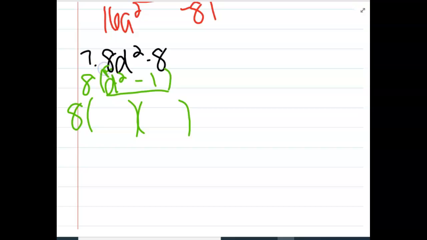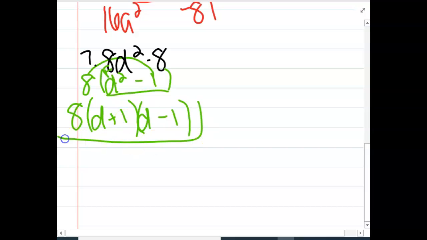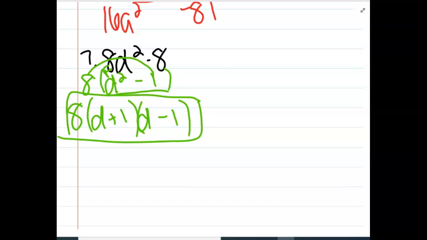The d squared is your F. What times what gives you d squared? I think that's a lot of things that students do too, is they think it's maybe a 0, but you have to have that 1 there. Okay, so what times what gives me d squared? d times d. What times what gives me negative 1? Plus 1, minus 1. So your answer is 8 times d plus 1 times d minus 1. Okay, let's do one more of those.